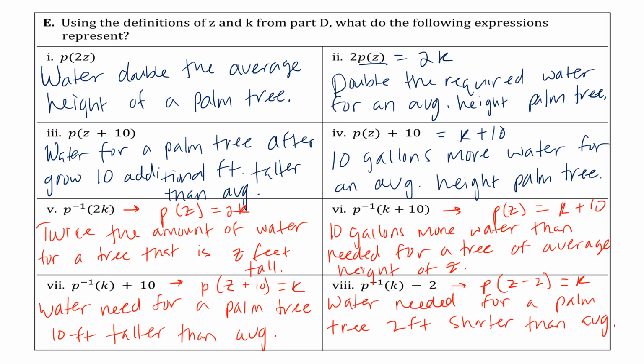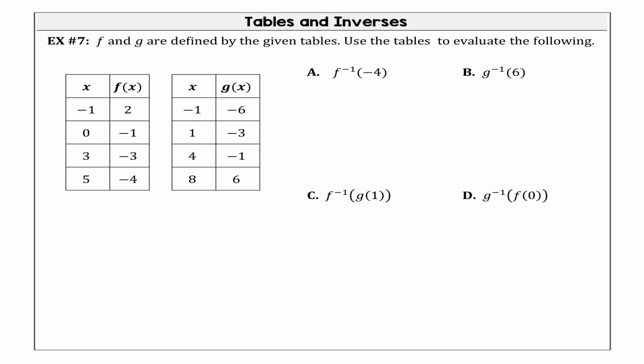Okay. All right. So on the next part, it is just more practicing with table evaluation. So if I have the inverse, but I only have the table of the original, that means I'm going to go to the y first and look for the x. So I'm going to go to f inverse of -4. So I go to -4, and I get that the x is 5. So the answer here is 5.